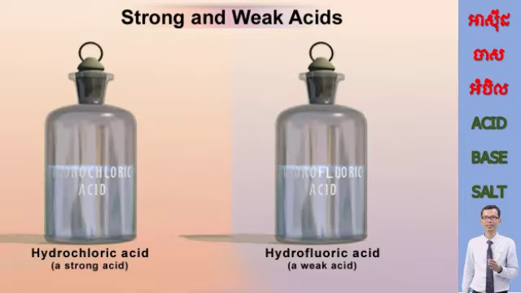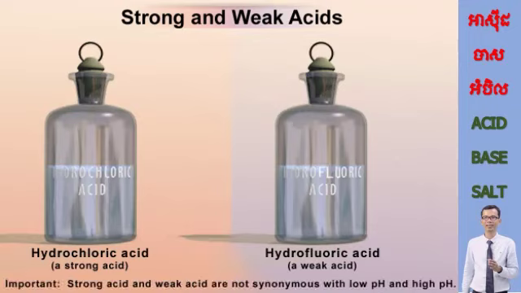In chemistry, acids are broken up into two broad categories: strong acids and weak acids. It is important to note that these terms are not synonymous with low pH and high pH. Depending on concentration, a solution of a strong acid, such as hydrochloric acid, can have a pH close to neutral, and a solution of a weak acid, such as acetic acid, can have a low pH, meaning it is far from neutral. A strong acid is one that dissociates completely in water.